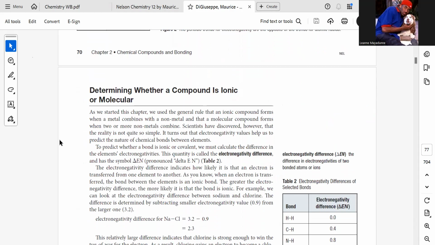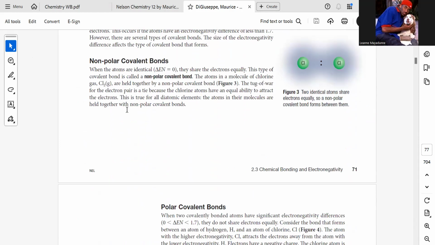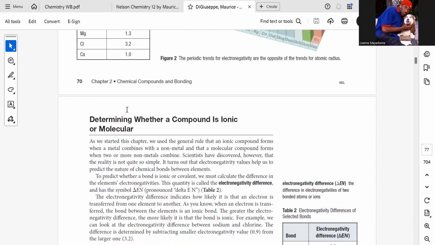So now, determining whether a compound is ionic or molecular. For that, there is a simple mathematical equation for delta EN. Delta EN is the EN of the element which is high minus the EN of the element which is low. In the example of HCl, you wrote 3.16 for chlorine and 2.20 for hydrogen, right? So what is the difference?